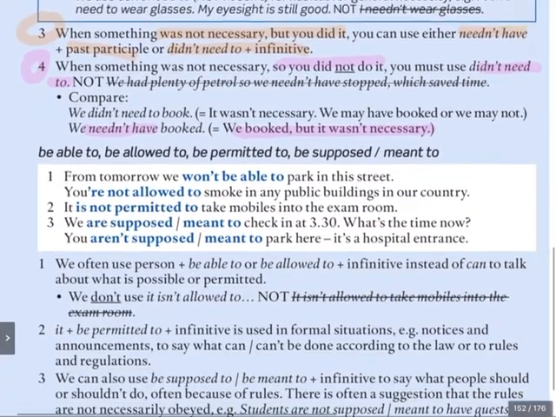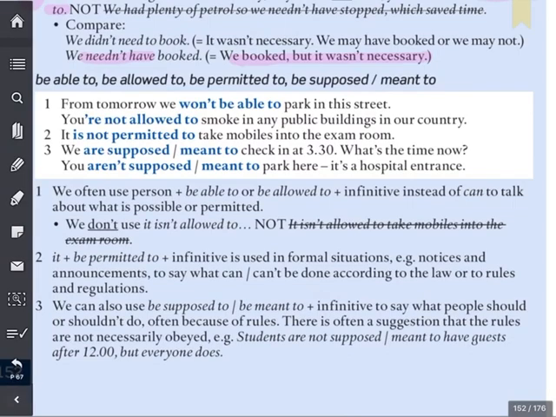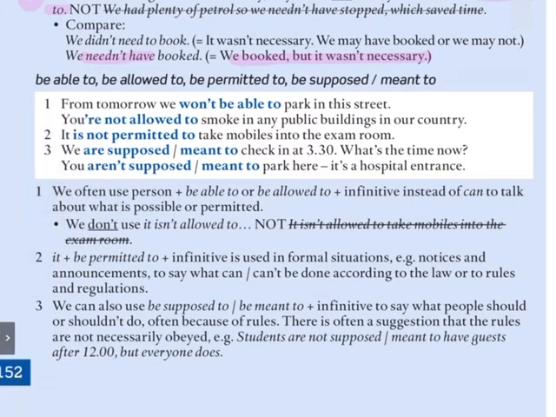Okay, shall we continue? Be able to, be allowed to, be permitted to, be supposed to, or be meant to. Let's have a look. Number 1. From tomorrow, we won't be able to park in this street. You're not allowed to smoke in any public buildings in our country.